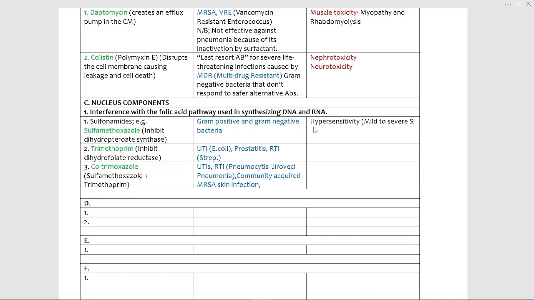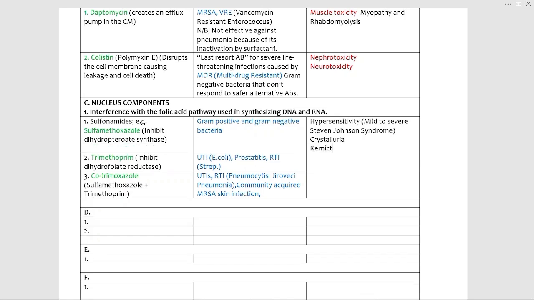Stevens-Johnson syndrome, SJS, a very bad skin condition. So it may range from mild to severe, like Stevens-Johnson syndrome. It may also present with crystals in the urine, crystalluria. I think that's the spelling, crystalluria, crystals in urine.